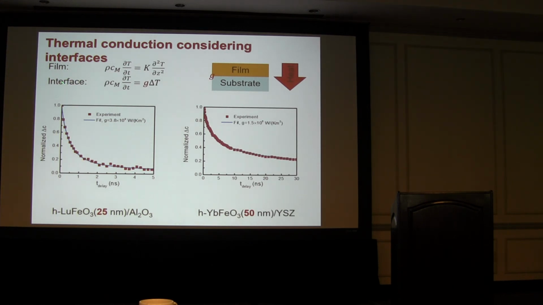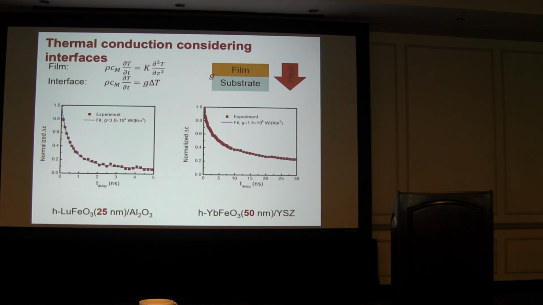So to simulate this, you just have to write down the diffusion equation for the film and for the interface. The only unknown parameter here is the interface thermal conductivity, and we can use that as a fitting parameter to fit our decay process using this model. Really just one parameter, and you can fit it really, really well. And there's no background subtraction. Okay, so it looks like this is thermal conduction.